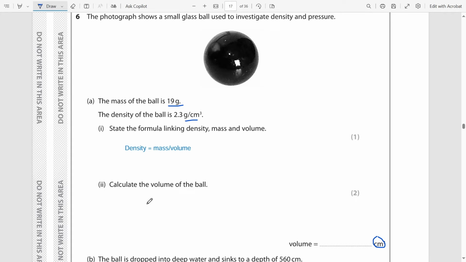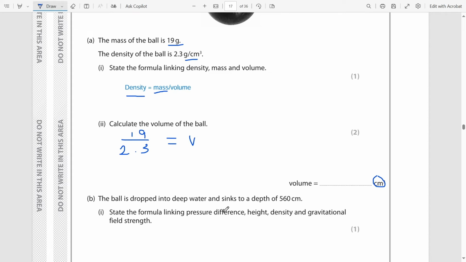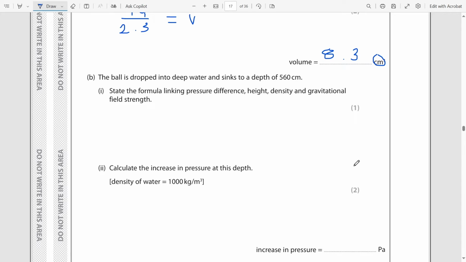Okay. So we have our mass, guys, and we have our density. So we need to rearrange this equation so that we have density under mass, and that will equal our volume. So our volume equals 19 divided by 2.3. I'm putting that in my calculator, guys, because it's another very big number. I'm going to do 8.3 centimeters cubed. You can round it to 8, but I like it to be to one decimal place.